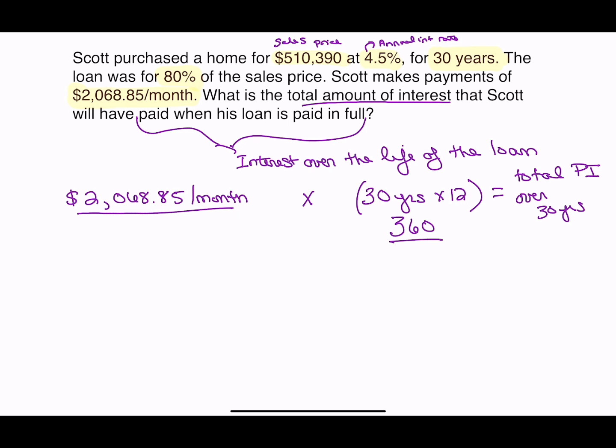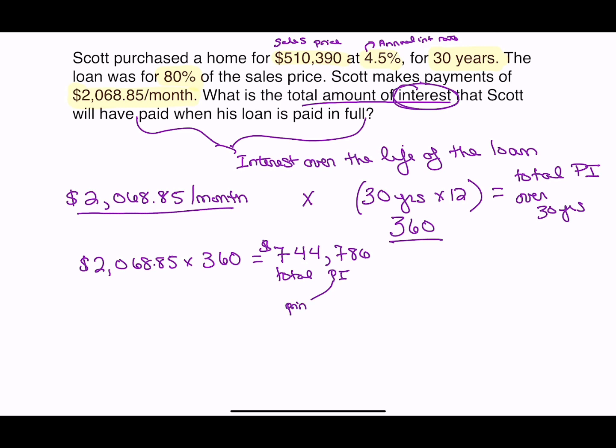So over 30 years, he's going to write checks, $2,068.85, 360 times. And if I did my math right, that gives me $744,786. That is total principal and interest over 30 years. But that's not what the problem is asking me. It's asking me about, of that, how much is interest? This is principal and it's interest.